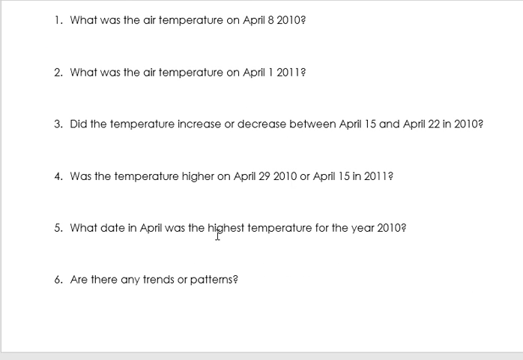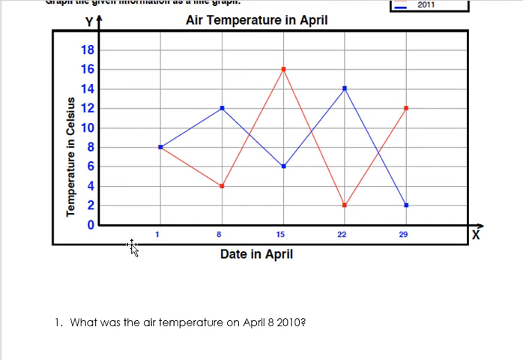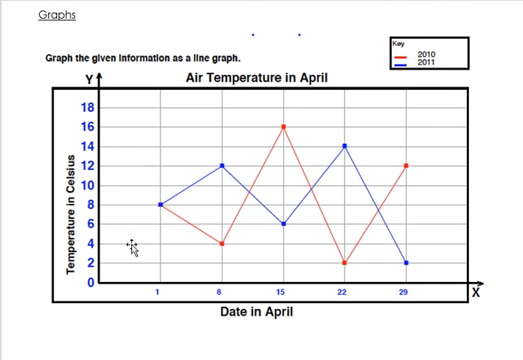Now question 6 asks, are there any trends or patterns? So what you have to do is have a good look at your graph and work out if there's any information that is standing out from that graph. What is it that graph is telling you? What are the trends and patterns? What seems to be occurring in that graph? Or what information is, I guess, really sticking out to you?